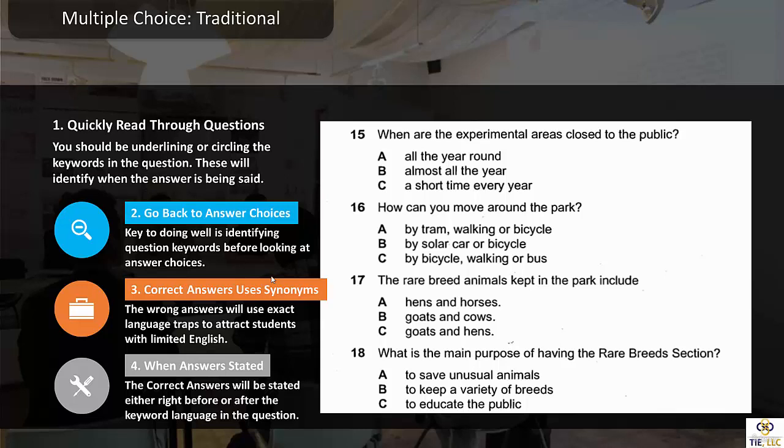Correct answers are going to use synonyms. The way it works is when they're having a conversation, they're going to say the answer, or if it's a solo presentation, they're going to say the keyword language from the question, and then they're going to say the answer, but they're going to use synonyms. Okay, they're going to use synonyms.